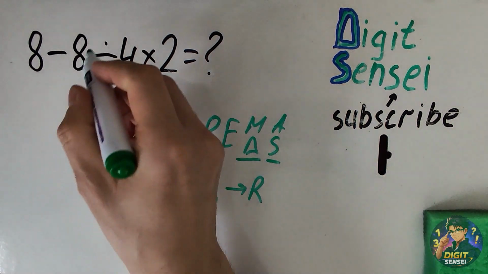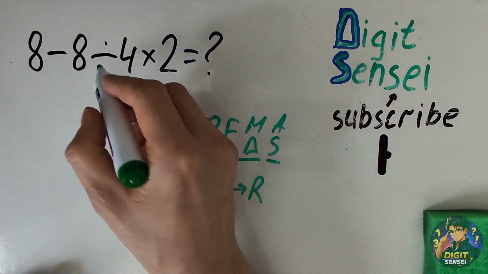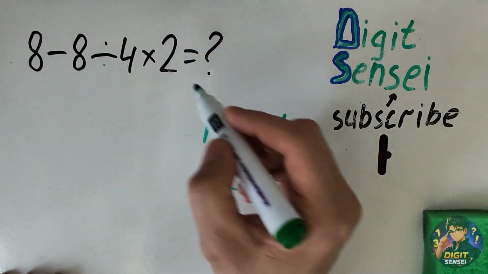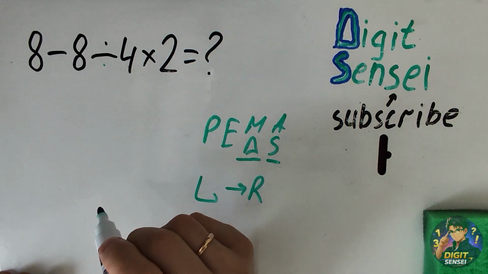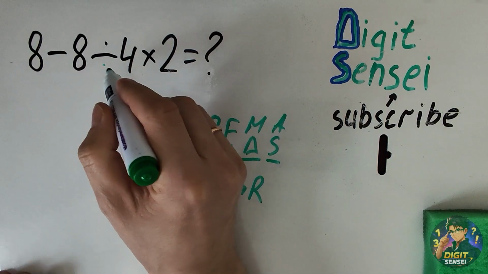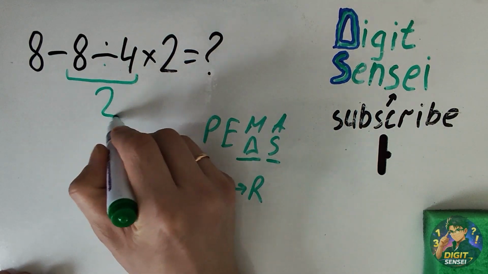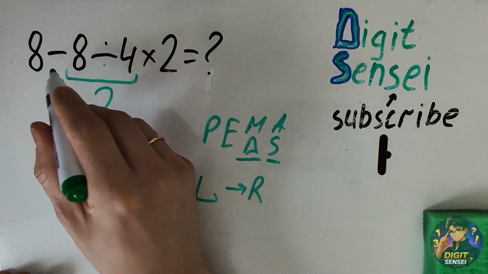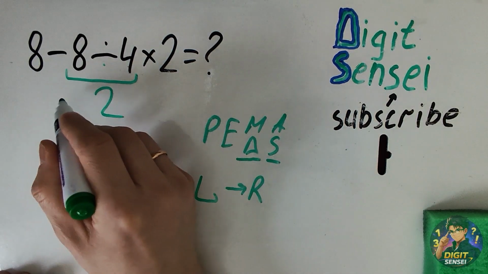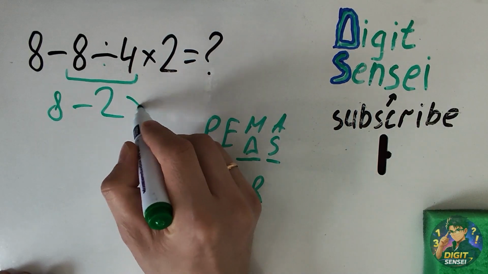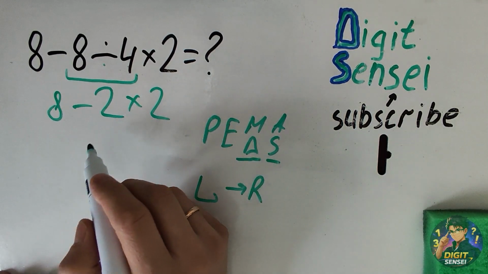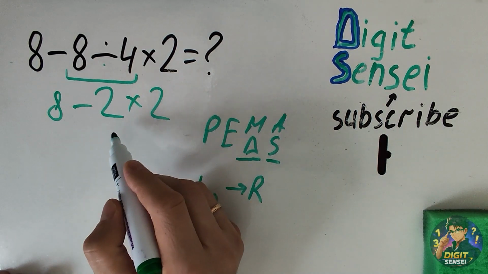So first we have to do this division, because multiplication and division have equal priority and we have to go from left to right. So here first we have to do this division. 8 divided by 4 gives us 2. So we have 8 minus 2, then times 2. Now we have one subtraction and one multiplication.